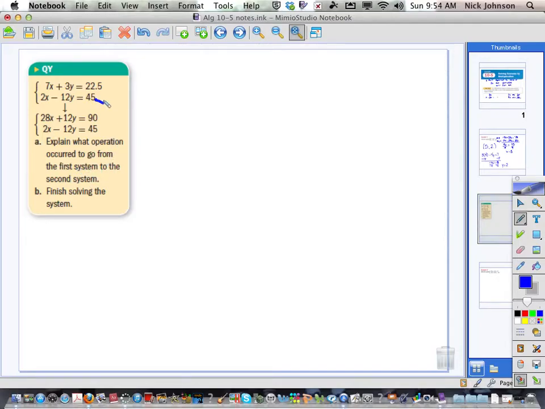Like I said, our second ones did not change. But this went from 7 to 28, 3 to 12, and 22.5 to 90. Well, what times 7 gives you 28? 4 did. 3 times 4 gives you 12? Yes. Does 22.5 times 4 give you 90? Yes. So A is, what did they do? Multiplied top by 4, a positive 4.